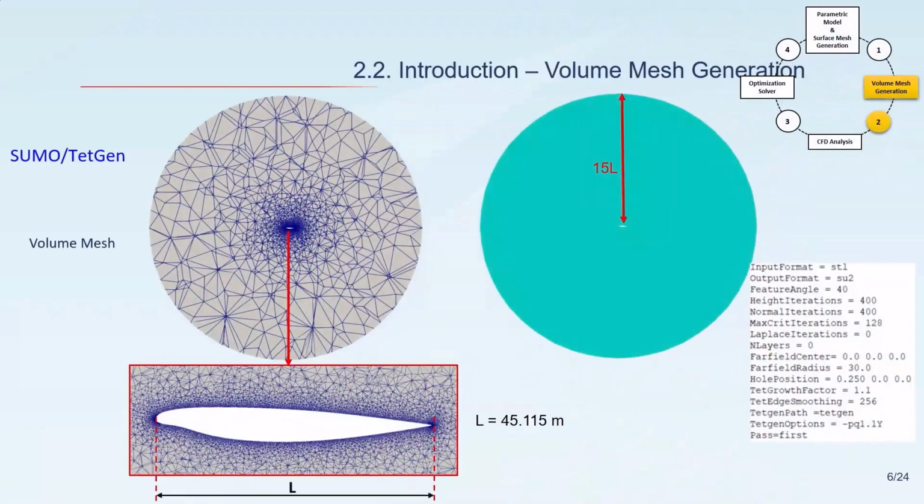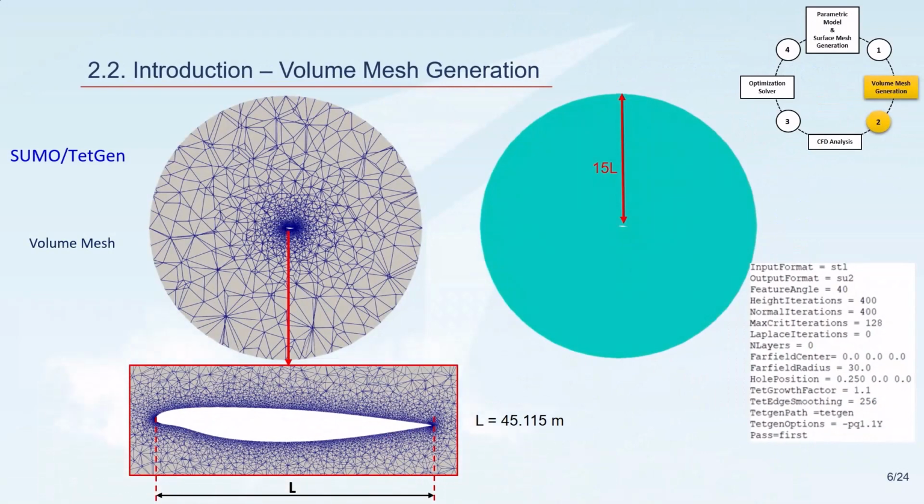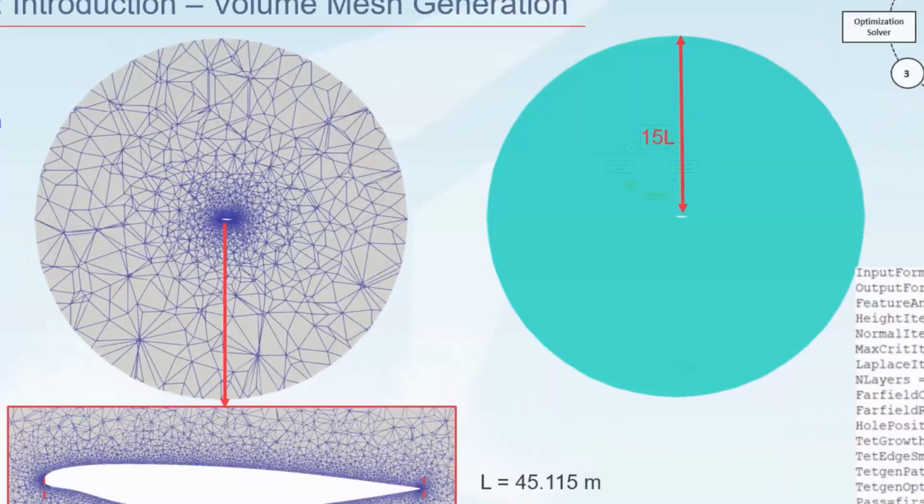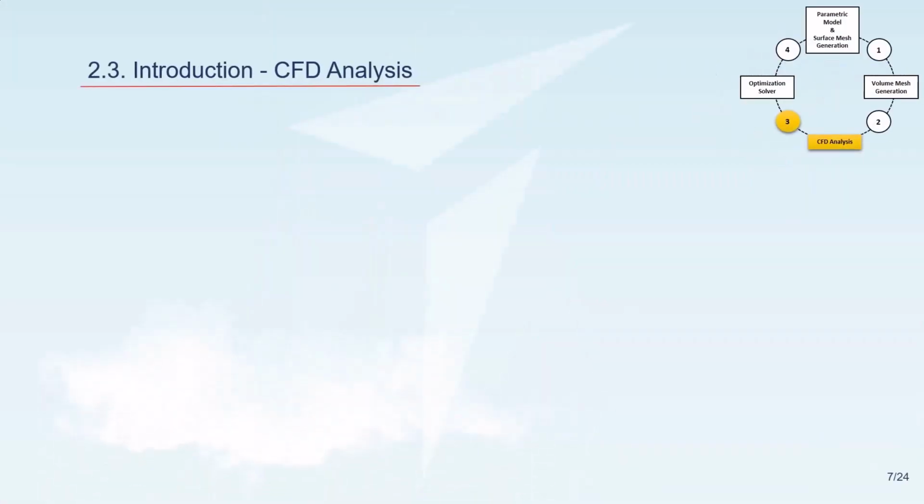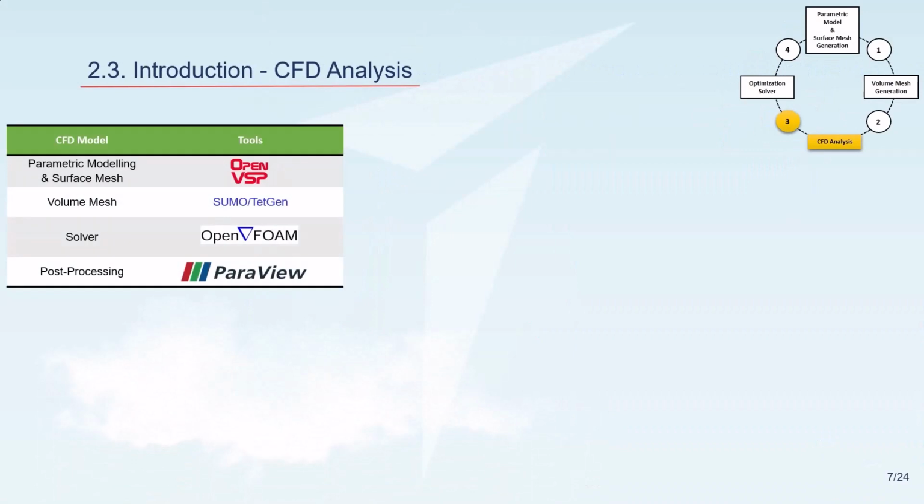When the surface mesh is ready, we are using Sumo and Tetgen to build a volume mesh on top of it in each evaluation. Here you can see the input file and the details of the volume mesh. Now we are starting the CFD analysis. The table shows the open source design tools used in the CFD model.